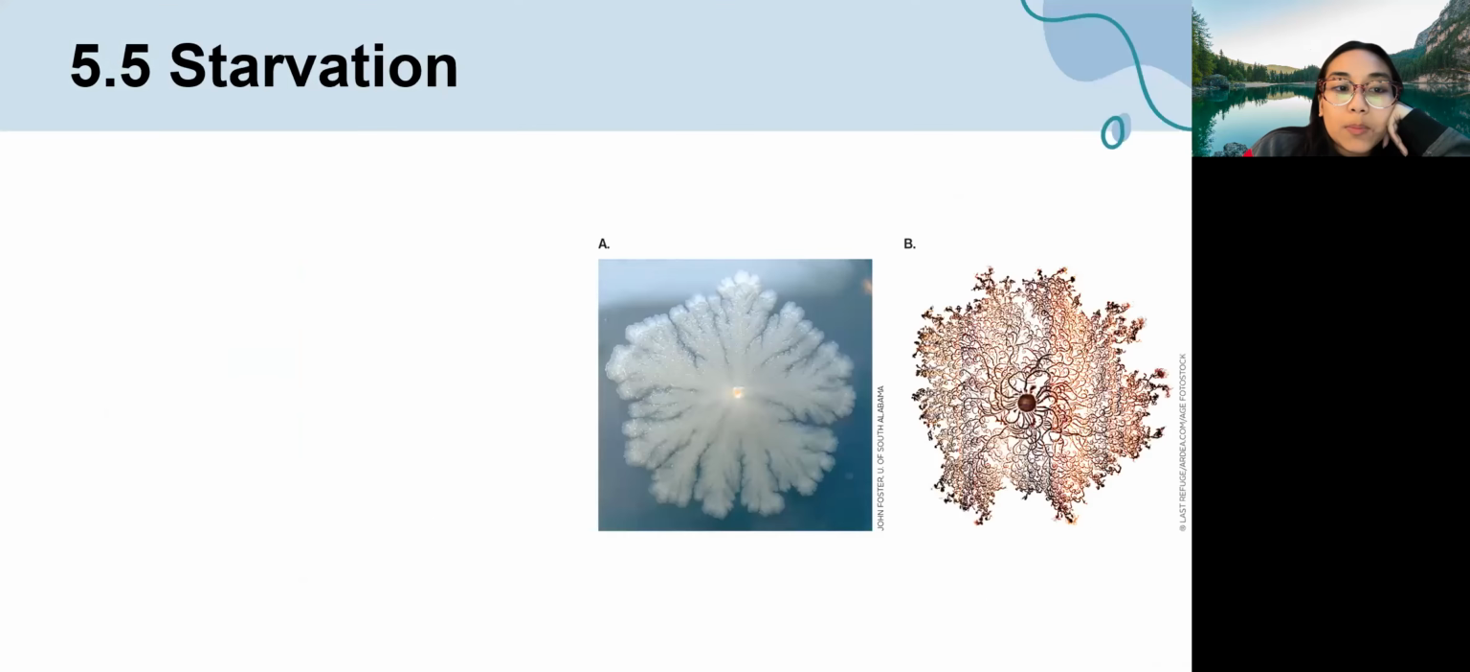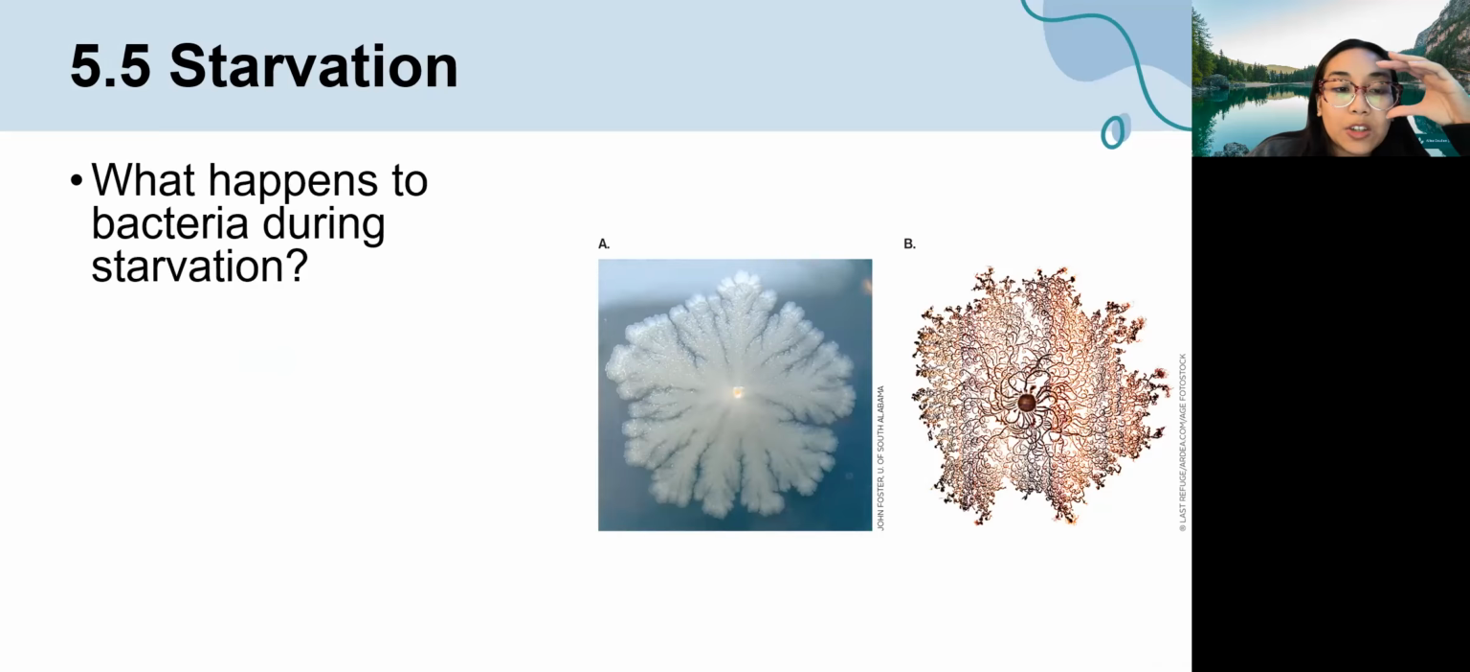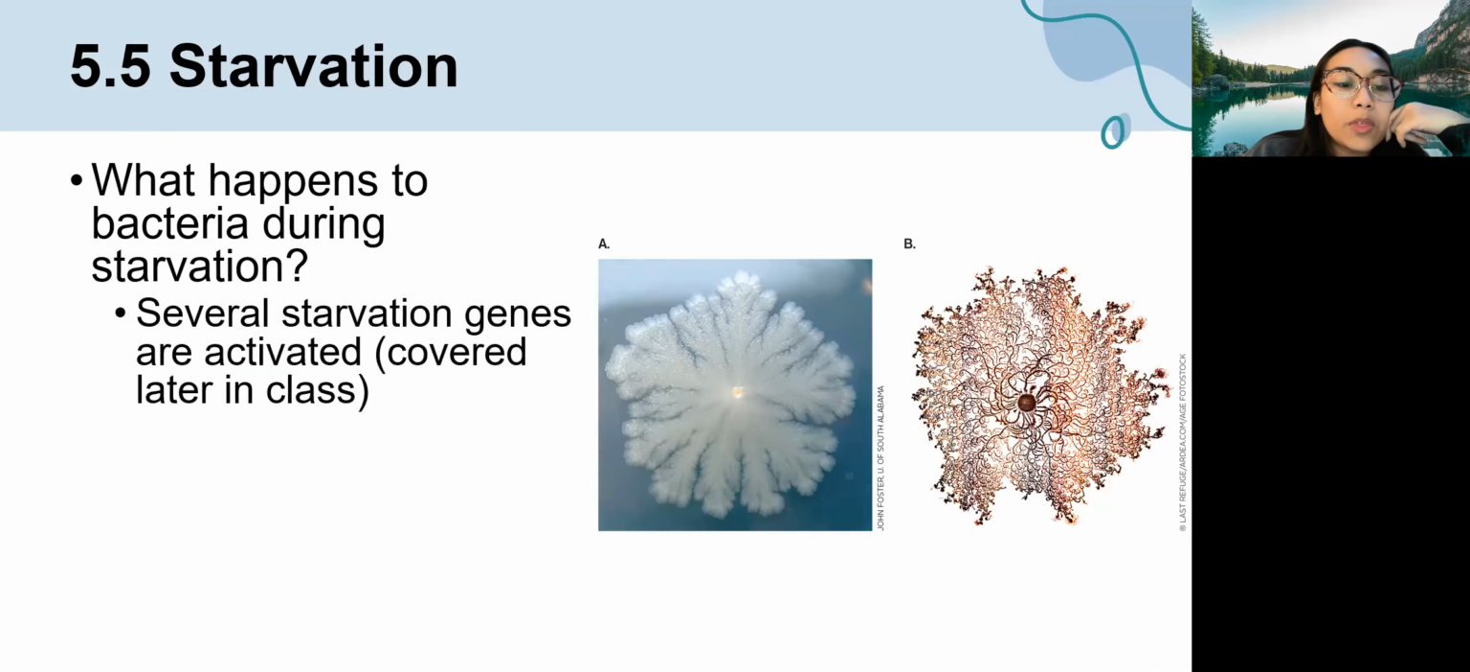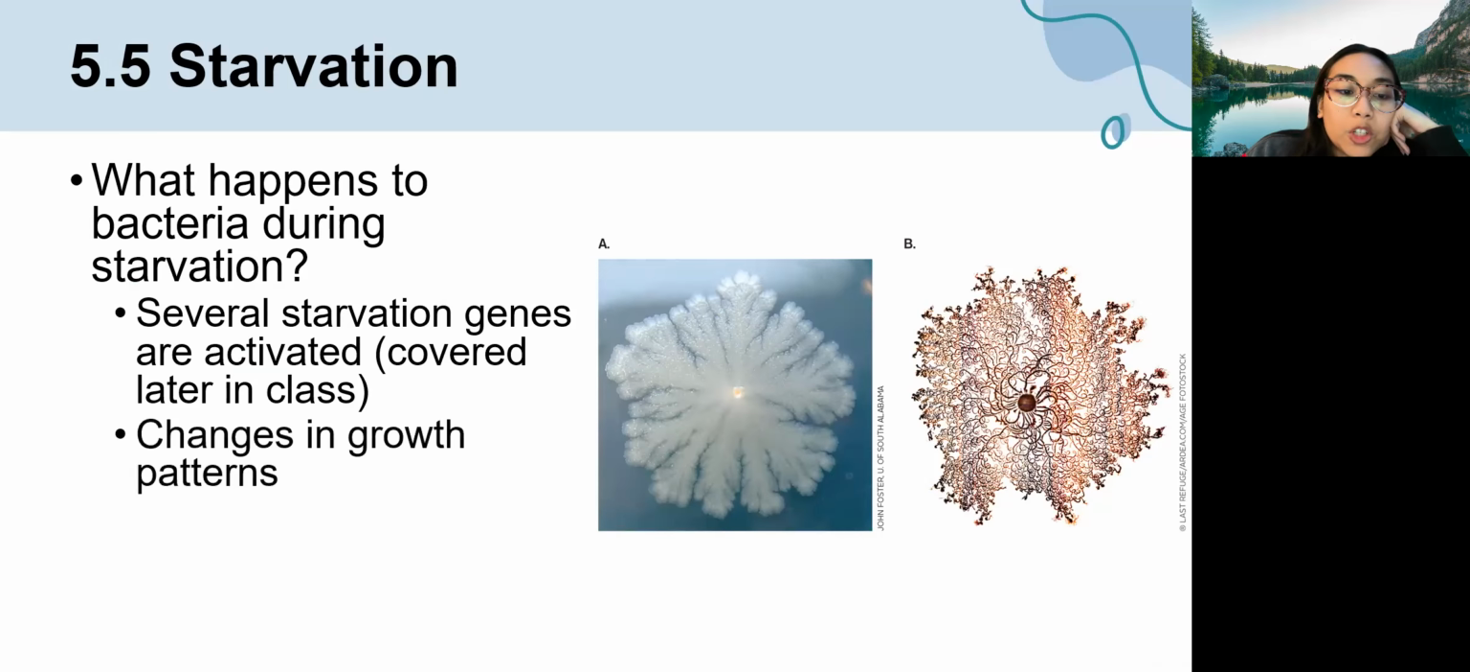Okie dokie. Moving on to 5.5. Now we're talking about starvation. So obviously, sometimes bacteria have to deal with situations where there's not that many nutrients. So what really happens to the bacteria during starvation? So one thing is that they activate a lot of these starvation genes. And this is something we'll cover actually later. I think it's like chapter 10 or something. So don't worry about it right now, but they do have a lot of genes that help them cope with this situation. A lot of them change their growth pattern.